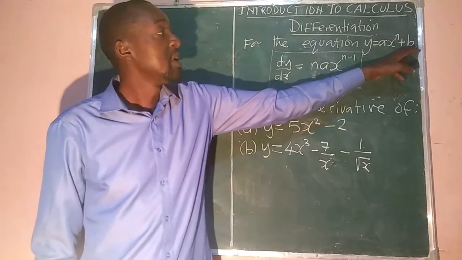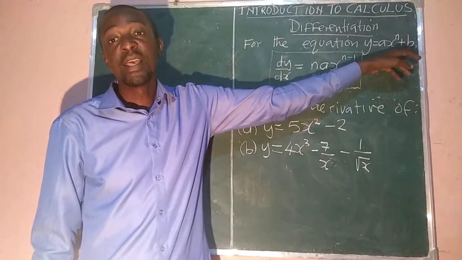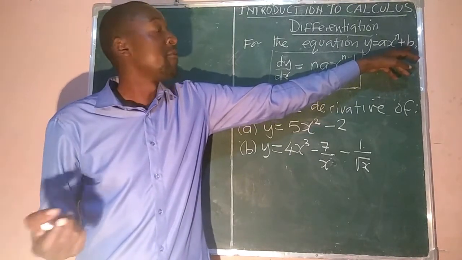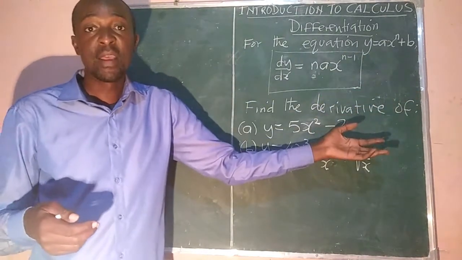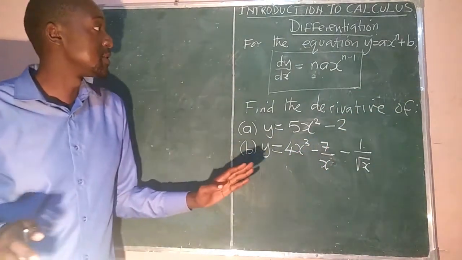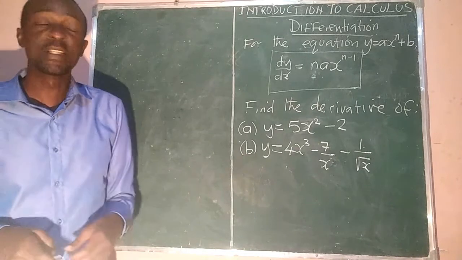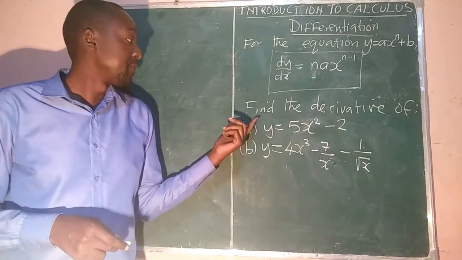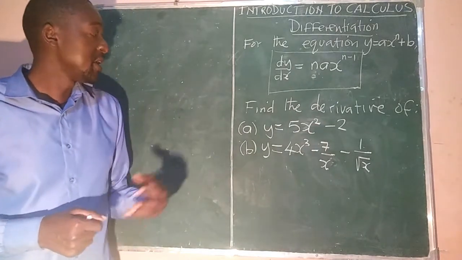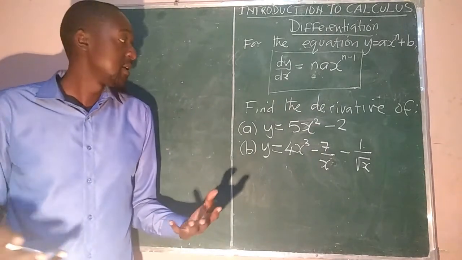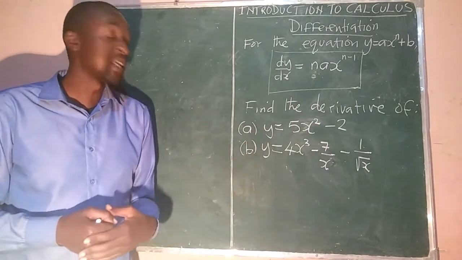And then b is a constant here. It's just a number. So when you have a constant, dy/dx for a constant number is 0. Any number, dy/dx is 0. And so we have some questions here. The question says find the derivative of. In other words, we are saying find dy/dx for these equations that we have here.